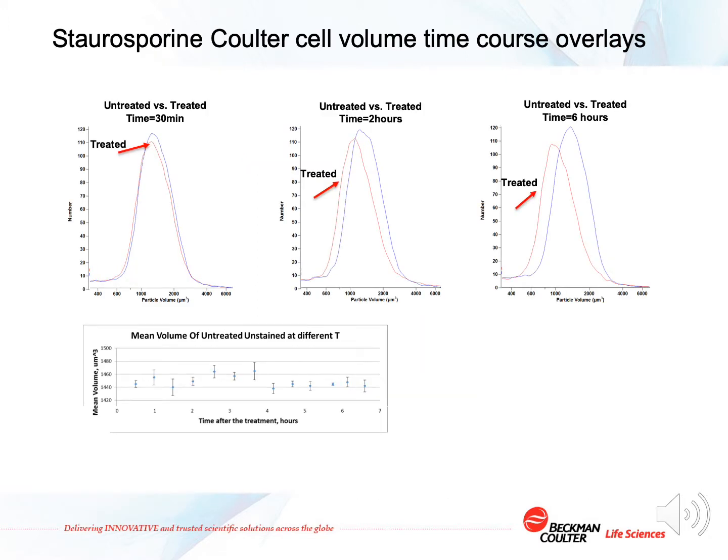When examined by the Coulter method, a significant change in cell volume is observed, and specifically the treated cell population in as little as 30 minutes. The treated cells begin to shrink and continue to get smaller throughout the 6-hour time period. In contrast, the volume of untreated cells, shown at the bottom, is very constant and unchanging over the period of the time course analysis.